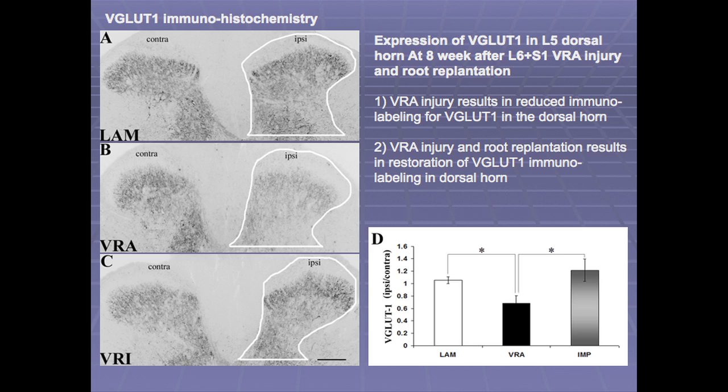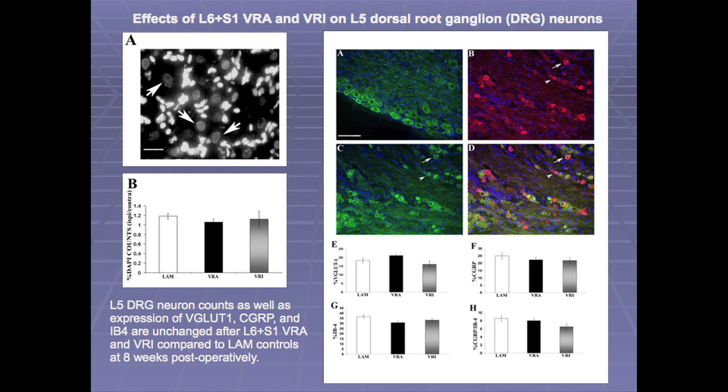This is along the same line. Here we show that when we look in the dorsal root ganglia, there is no loss of nerve cells there, which points to the suggestion that the changes we're dealing with happen in the spinal cord. There's a rearrangement of connectivity in the spinal cord that may contribute to the development of neuropathic pain.